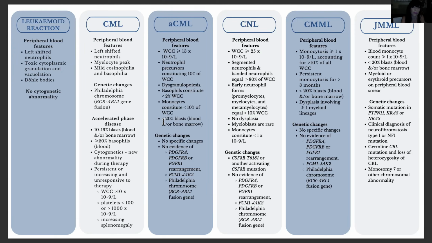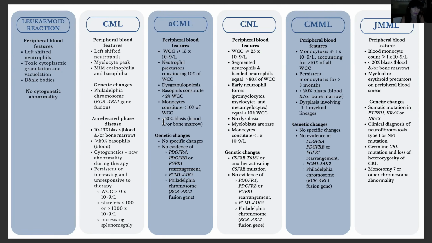So the last case that we've got, I think it's useful to consider, because it doesn't look like a leukemoid reaction. It doesn't look like CML. Think about, could this be atypical CML, which is a type of myeloproliferative neoplasm, where the white cell count is above 13. You will get neutrophil precursors constituting 10% or more of the total white cells. Dysplasia is a really useful feature because it's very common in atypical CML, and you don't tend to get basophilia, you don't get monocytosis as well, and obviously you won't get a significant increased number of blasts.